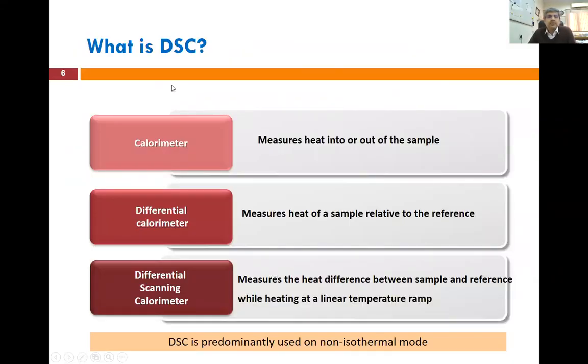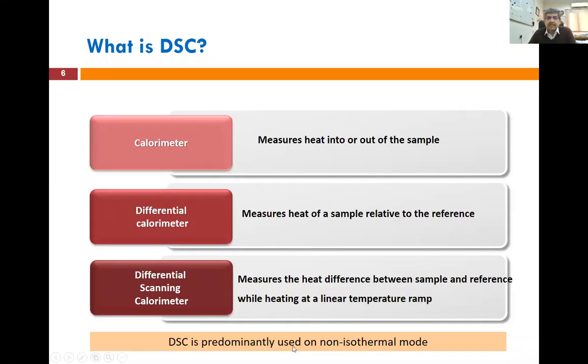Now let us try to understand what a DSC is. A calorimeter is an instrument that measures heat that is going into or coming out of a sample. A differential calorimeter is an instrument that measures heat of a sample relative to that of a reference sample. And a differential scanning calorimeter measures the heat difference between the sample and the reference while heating the sample at a linear temperature ramp.